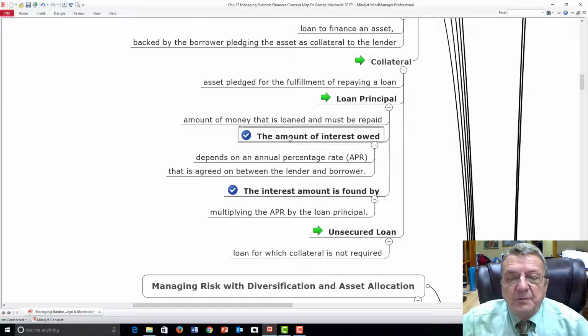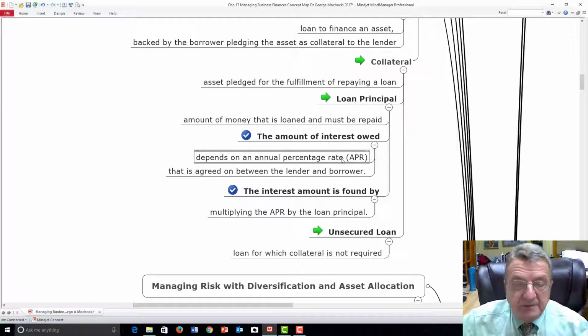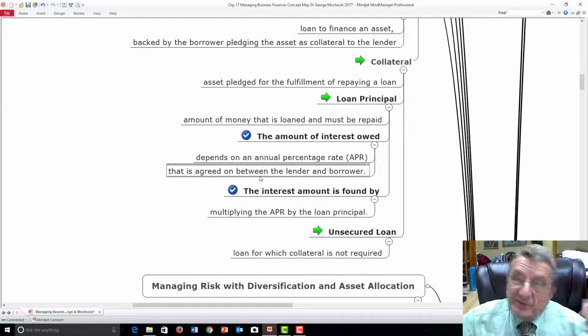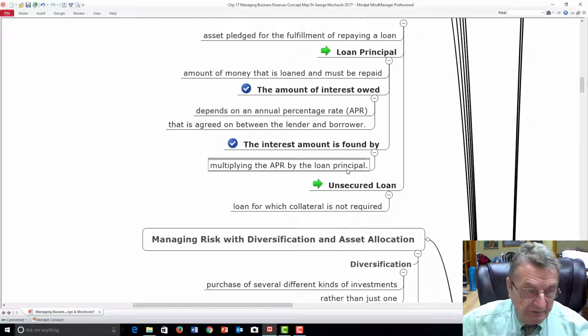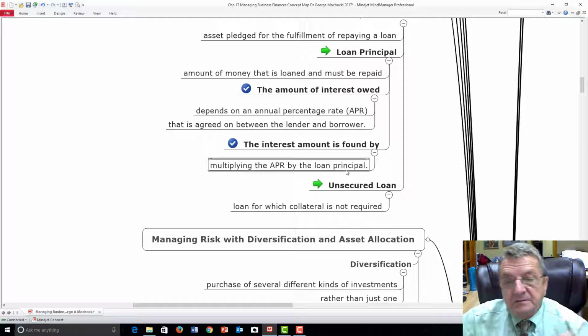Okay, loan principal is the amount received. Interest owed depends on the annual percentage rate divided by 12. That's not how much you're paying each month. That's what you can write off on your taxes and accounting. You'll find that out. It is agreed on between the lender and the borrower. The interest amount is found by multiplying the APR by the loan principal. That's your interest over a year, and it compounds what you owe.